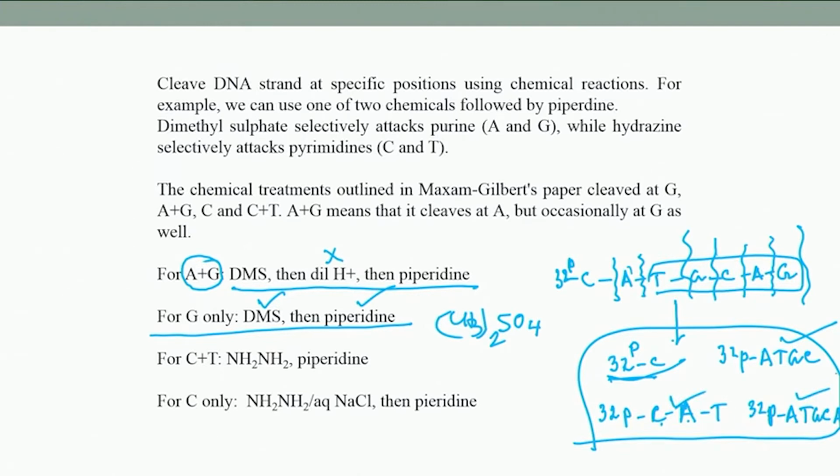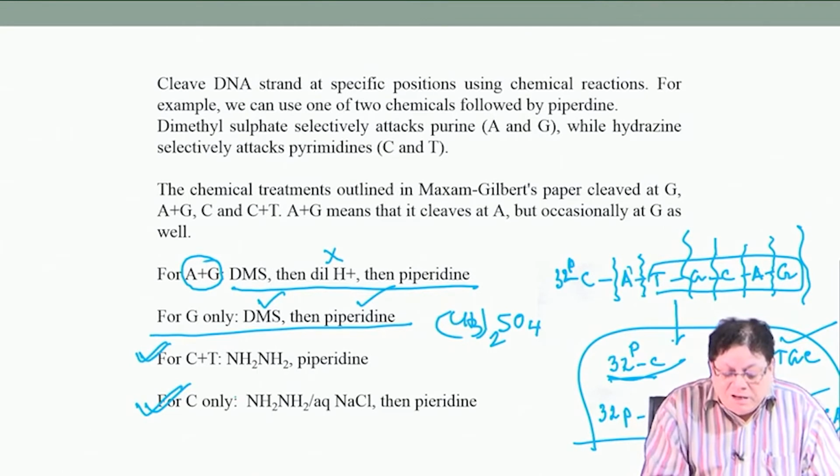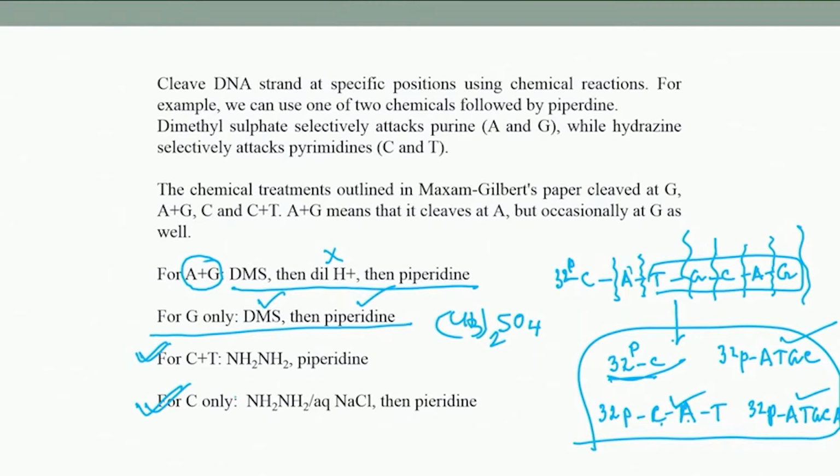And then they got another two conditions, one condition which cleaves both C and T. So, wherever there is C, we will cleave on both sides of C, and you will get accordingly the number of cleavage products containing radioactive phosphorus. They also developed a C specific cleavage, which is hydrazine then aqueous sodium chloride and then aqueous piperidine, which only cleaves C.